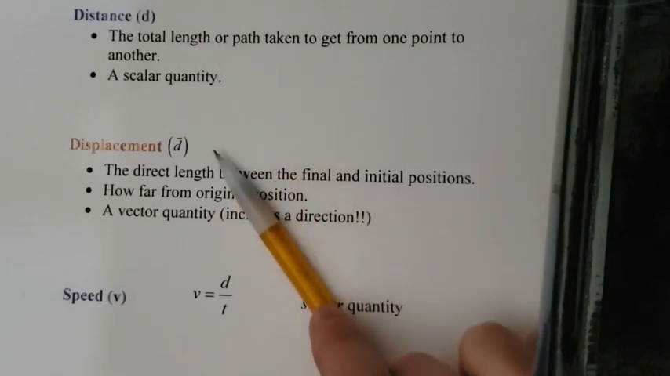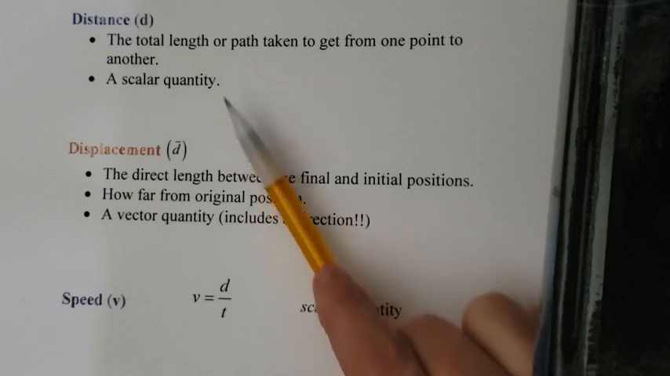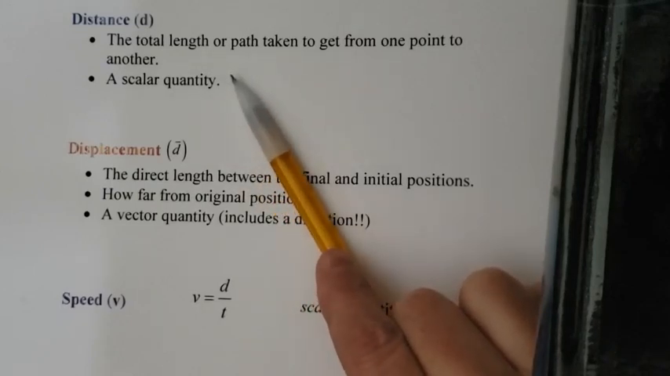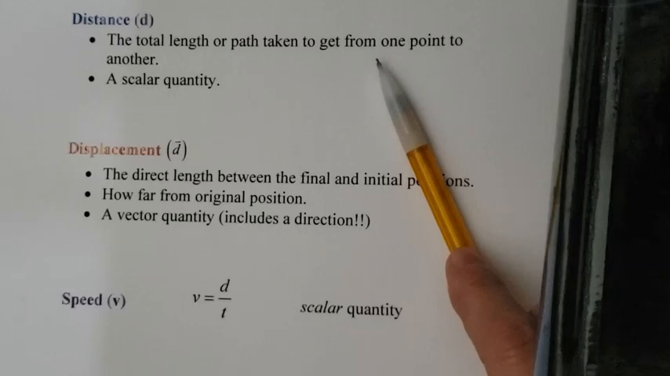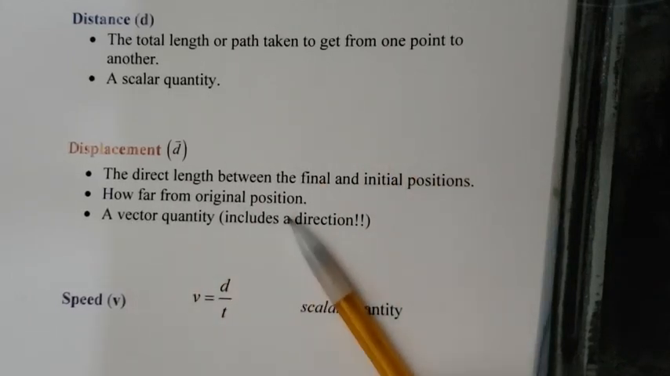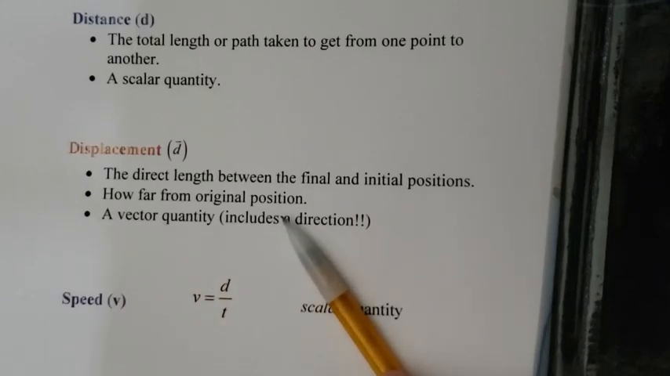So distance and displacement can actually give you different numbers. The big thing to remember is distance. There's no direction. All I care about is the total number of kilometers or the total path I've taken. Displacement, I do care about direction. And it's how far I am from my original position. So where did I start? Where did I finish?